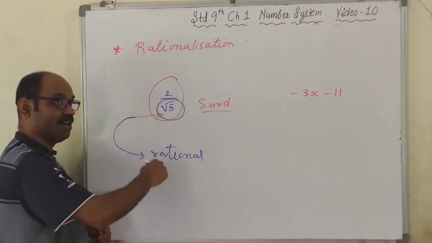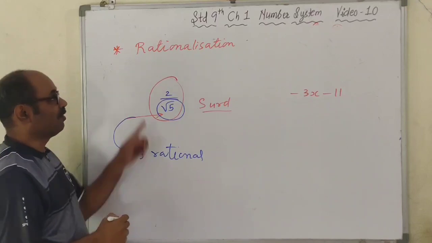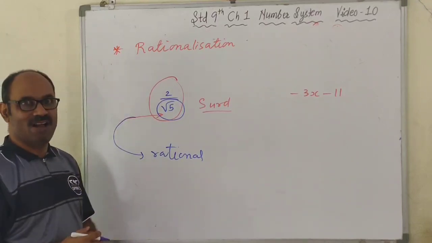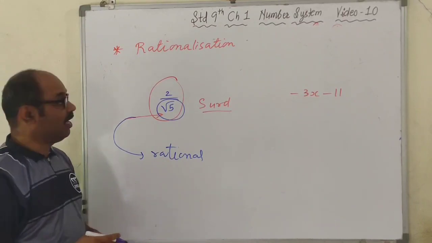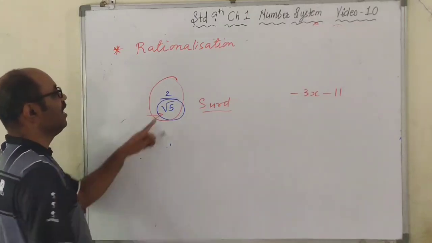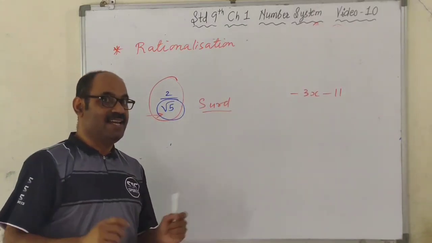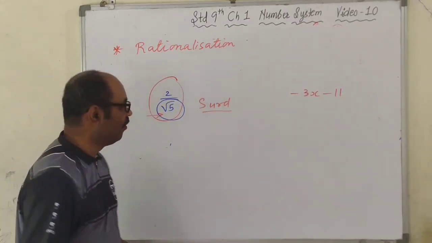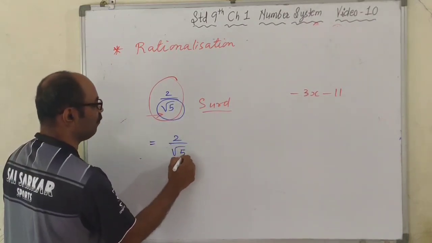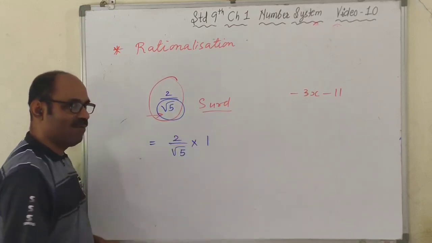Ye irrational ko rational banana hai. For that, the process is called rationalization. Let's see how we rationalize this one. Hum kaise is denominator se irrational number ko gayab karte hai. Right? Now this is equal to 2 upon root 5 multiplied by 1.